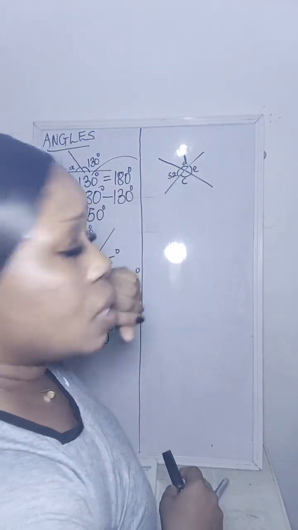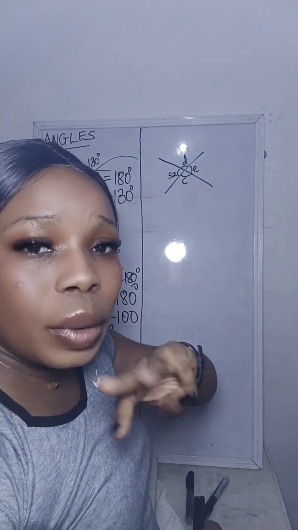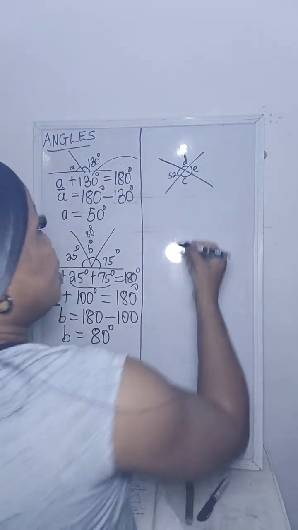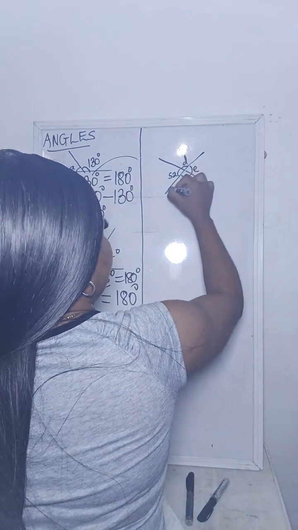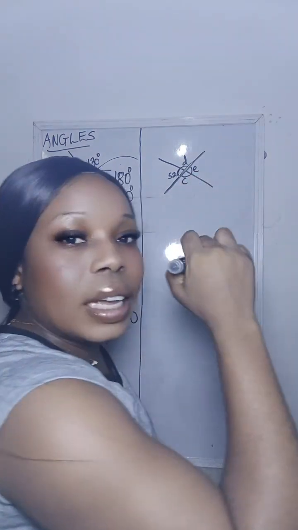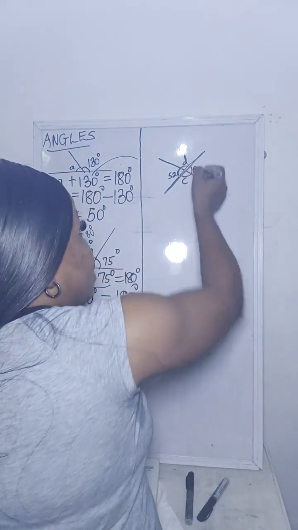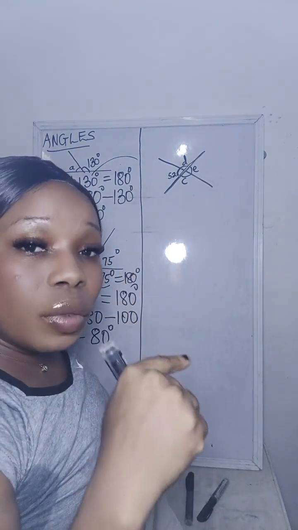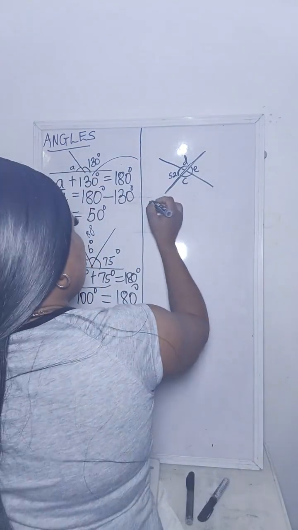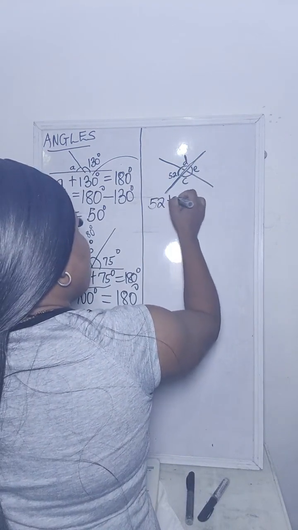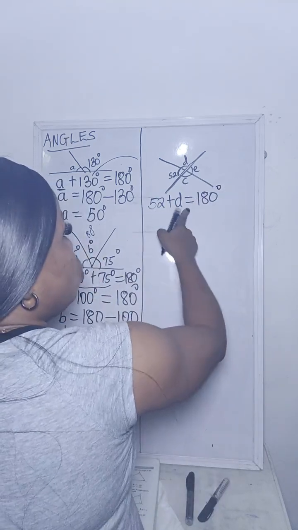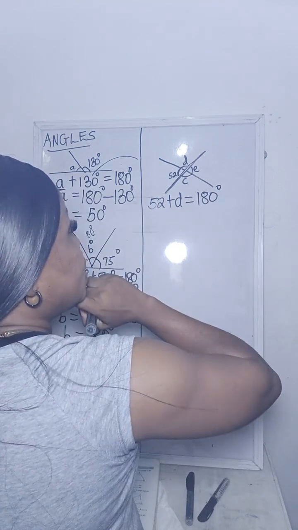But how do I do this when we have three unknowns with just one figure? How do we figure it out? Now look at this. You would notice that this is a straight line. These two angles are on a straight line. So both of them being on a straight line means that the sum of both of them would give you 180. So I guess that is a good place to start. So 52 plus D equals 180 degrees.